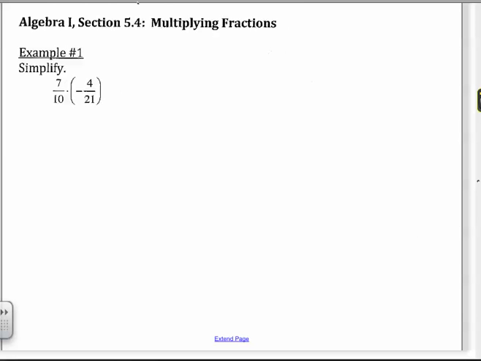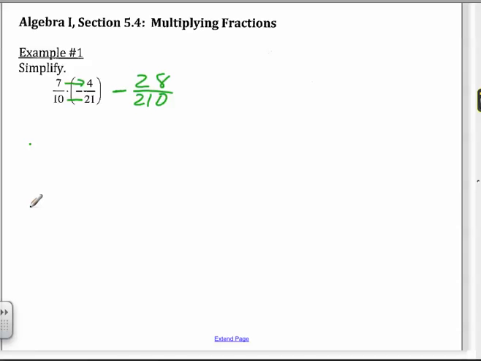Whoa, I need a pen. There we go. 7 times 4, 28. 10 times 21, 210. And one of them's negative, so since one's negative, the whole thing's negative. Now am I done? No. What can I do here?